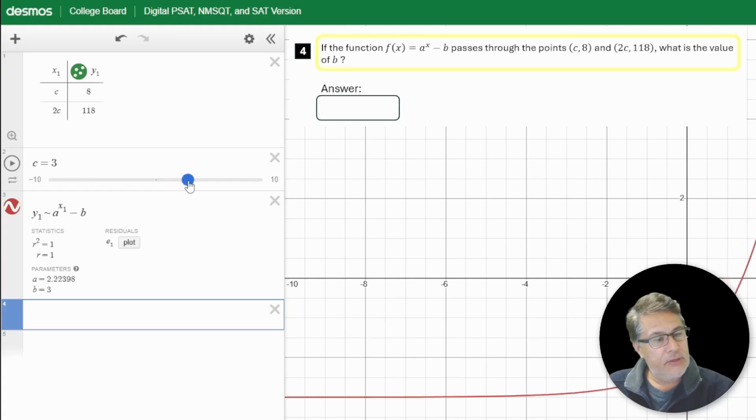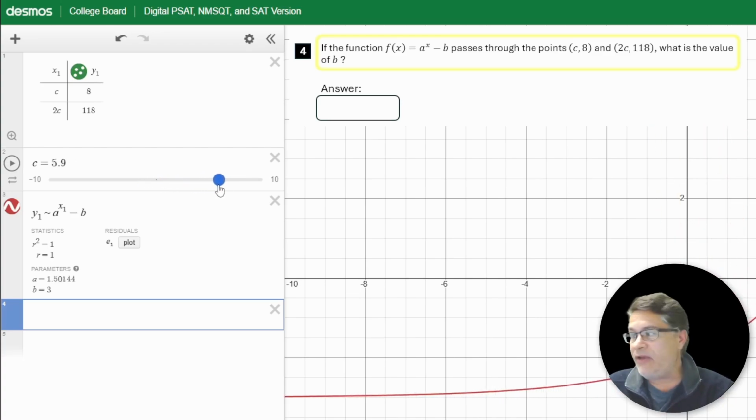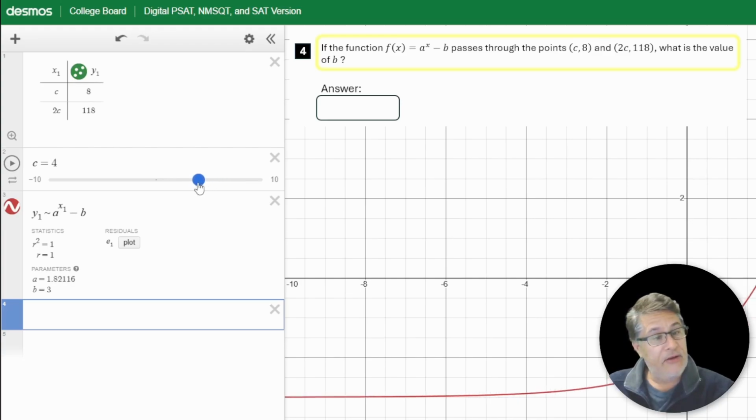Now what I'm going to do is move my slider. And do you notice something interesting, guys? No matter where I put c, my value for b stays the same. So the fact that that's the case must tell you that you're all set. It knows exactly what the b value is, irrespective of what the c is.